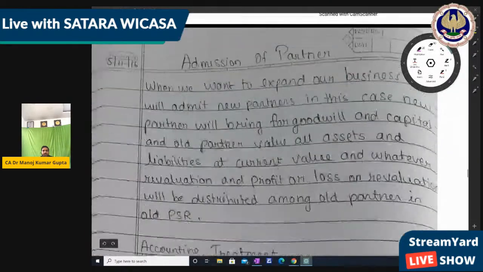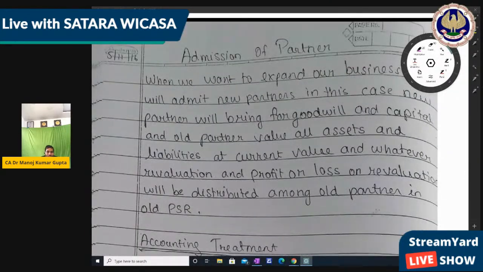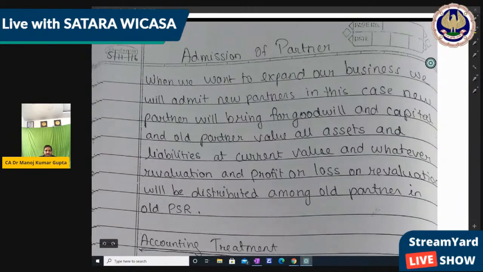Now, admission of partner, where we have written the whole concept: revaluation account, partners' capital accounts, and balance sheet we have to prepare. So when we make an admission, they had mentioned all these things here. Let's read this part also. When we want to expand our business, we will admit a new partner in this case.